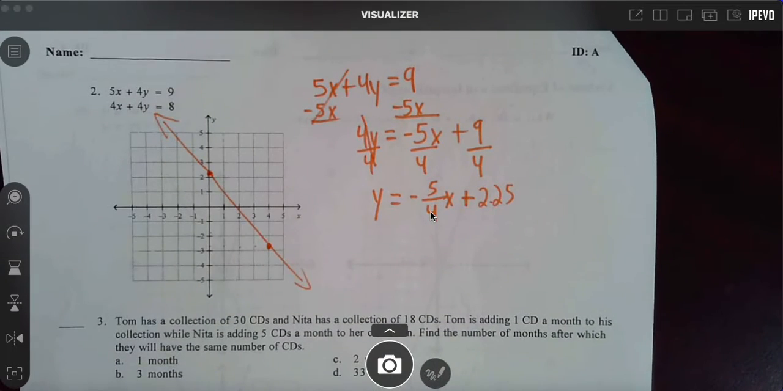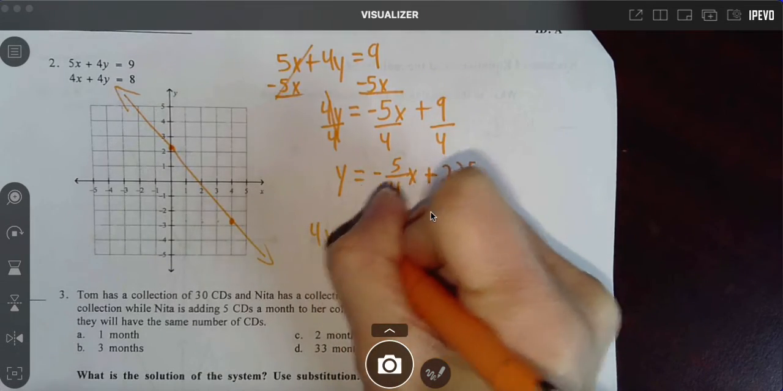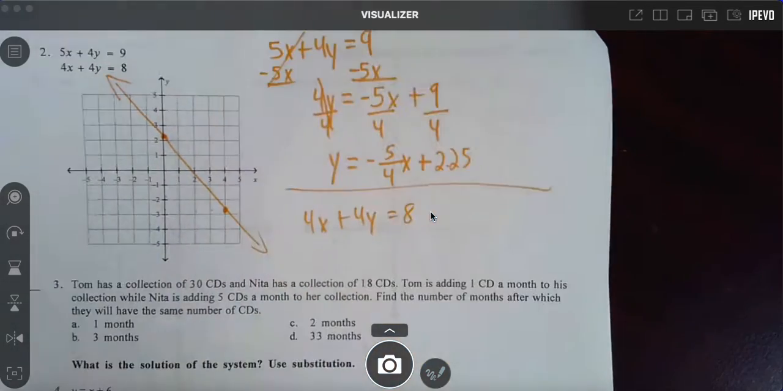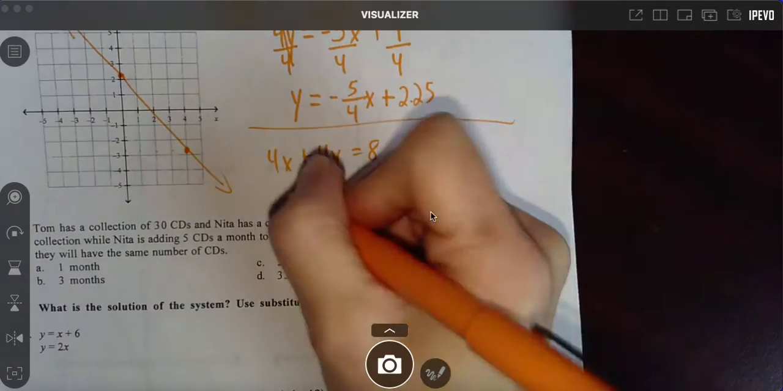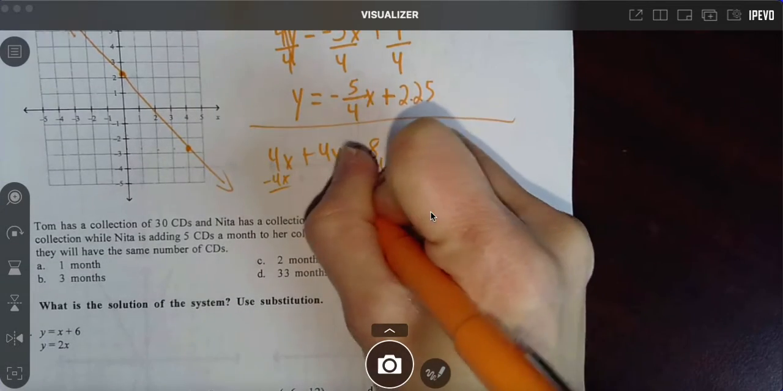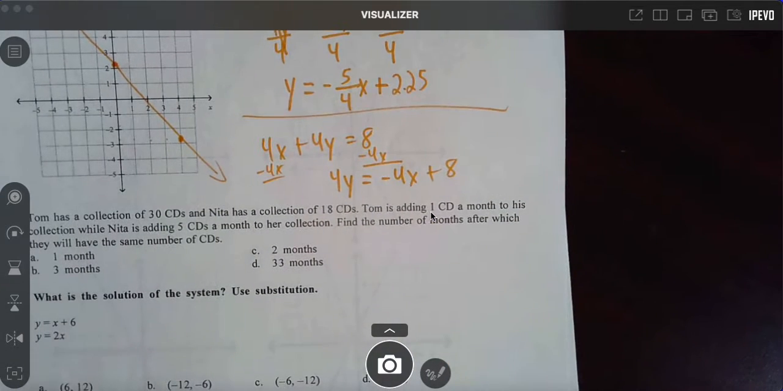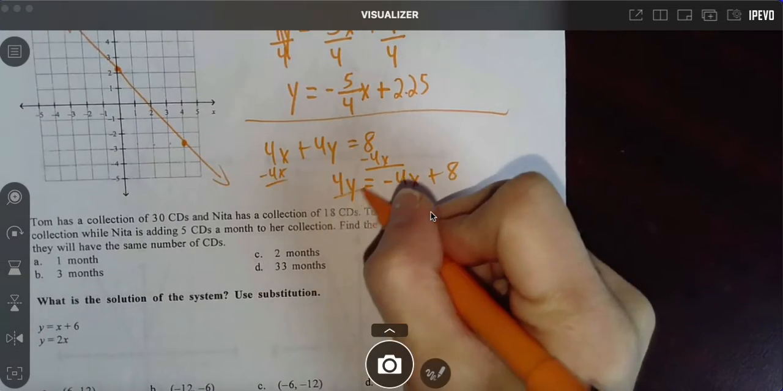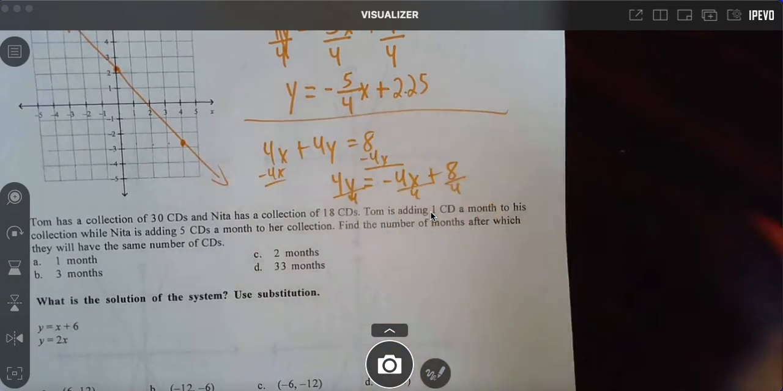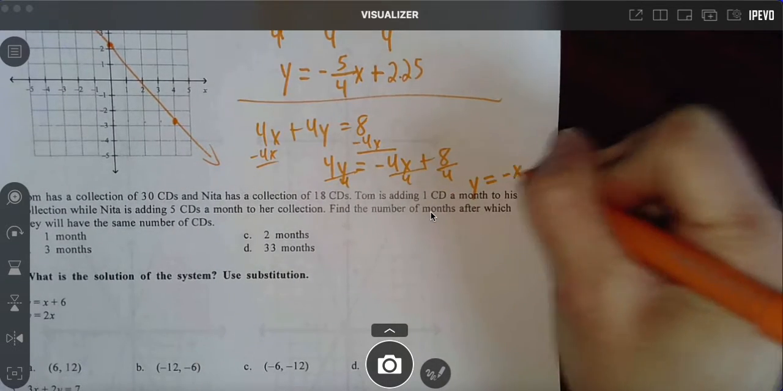Okay, done with my first one. Now we're going to do the same thing on the other one. 4x plus 4y equals 8. I'm going to subtract my 4x. So I get 4y equals negative 4x plus 8. My 4 was negative, my 8 was positive, so I left them that way, okay? Then I divide everything by 4. And this one's nice because everything divides evenly by 4. So I get y equals negative x plus 2.